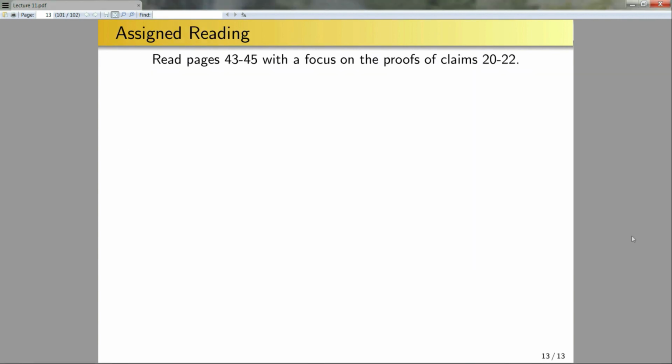Okay, so read pages 43 through 45 with the focus on the proofs of claims 20 through 22. I highly suggest you read the proofs of these claims to the point where you understand what they're saying and what they're doing and a bit of why they're doing it. So do feel free to ask questions on that in office hours or Piazza.